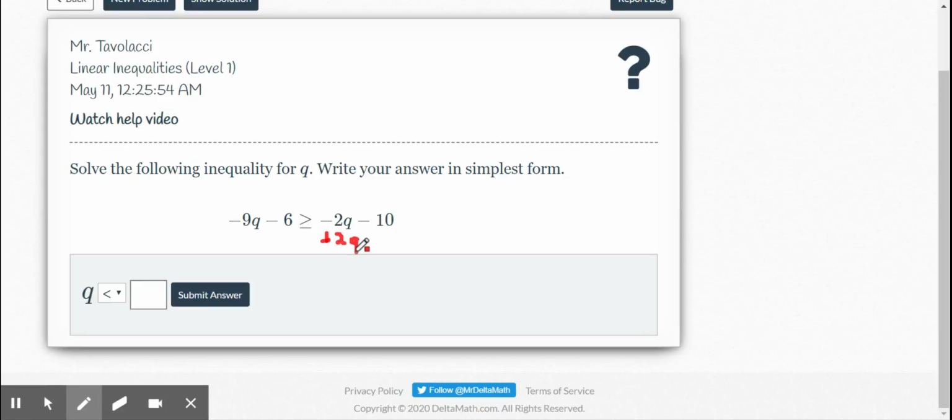2q to both sides. And to save time, as I'm moving my variable to the left-hand side, I'm going to move the number to the right-hand side. So we'll zero out the -6 over here. That cancels, that cancels. I've got -9q minus 2q is going to give me -7q is greater than or equal to 10.